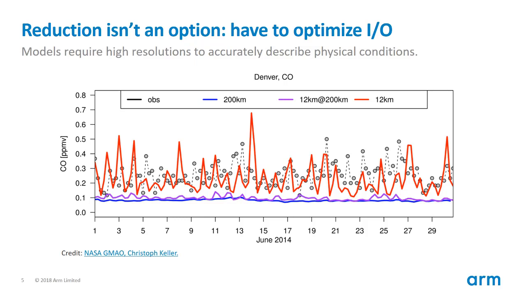The 12-kilometer run requires almost 300 times more data than the 200-kilometer run, so we'd like to see if we could reduce the data requirements of the 12-kilometer resolution run. Unfortunately, if you look at the purple line, you'll see what happens if you take the 12-kilometer run and downsample that data to 200 kilometers. In this case, downsampling the data dramatically reduces model accuracy because areas of high and low carbon monoxide concentrations have been averaged.